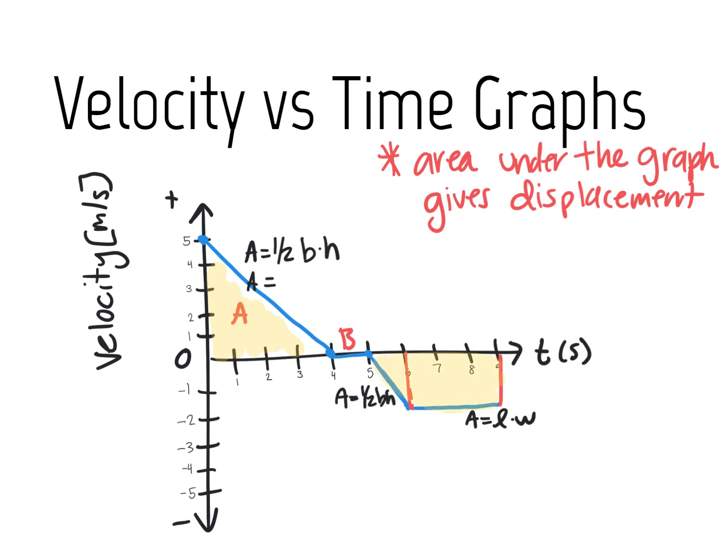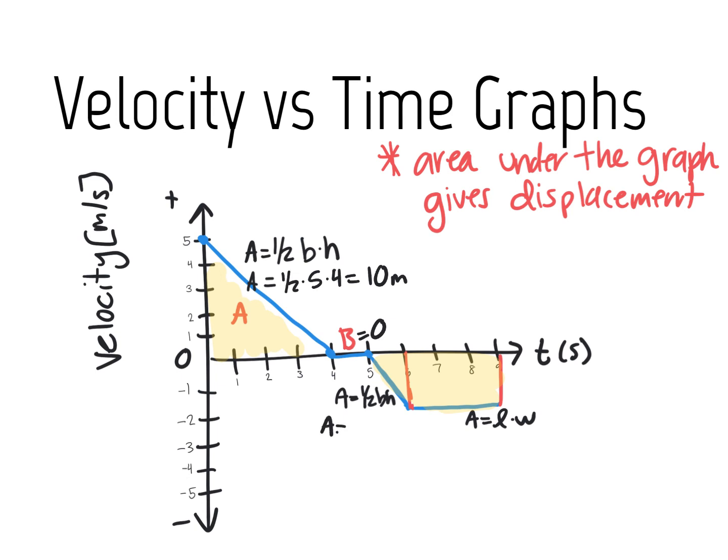So part A is a triangle. Area equals 1/2 base times height. So we'll do 1/2 times 5 times 4. And that gives us 10 as our area. Part B is on the axis, so there's no room between it and the axis, so it has moved 0 in that space.